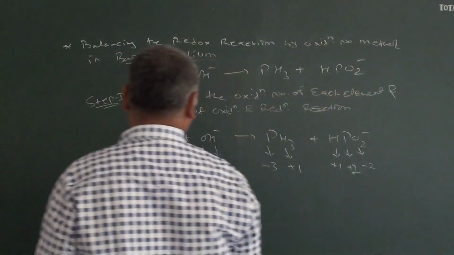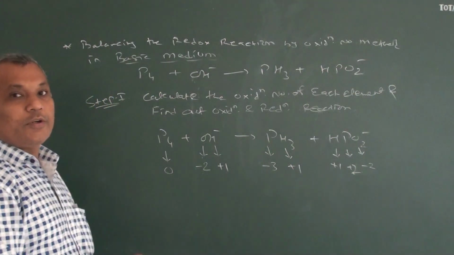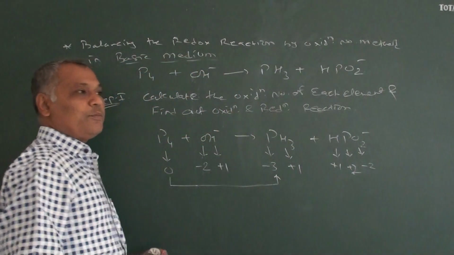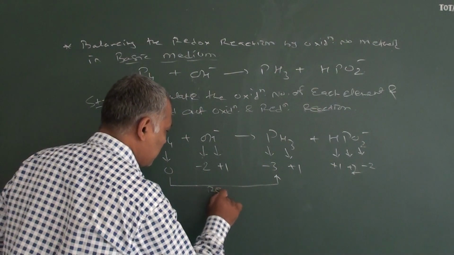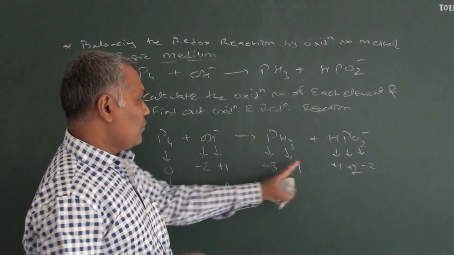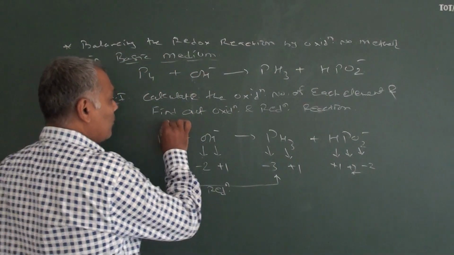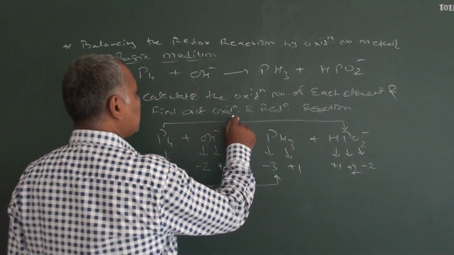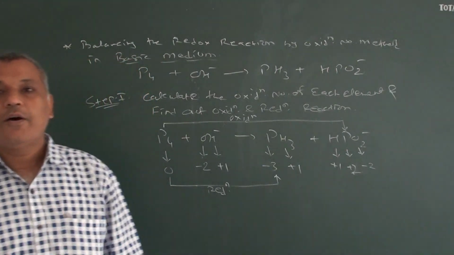Now, what does it show? I want to find out which one went for oxidation, which one went for reduction, right? This P4 gets converted from 0 to -3. So this is known as reduction, right? Okay, -2, -2, +1, +1. So the change is again for P4 itself, changing to +2. So this is oxidation.